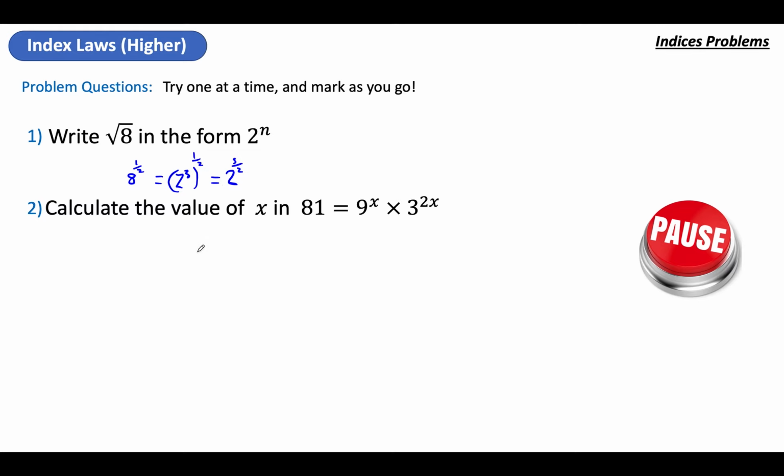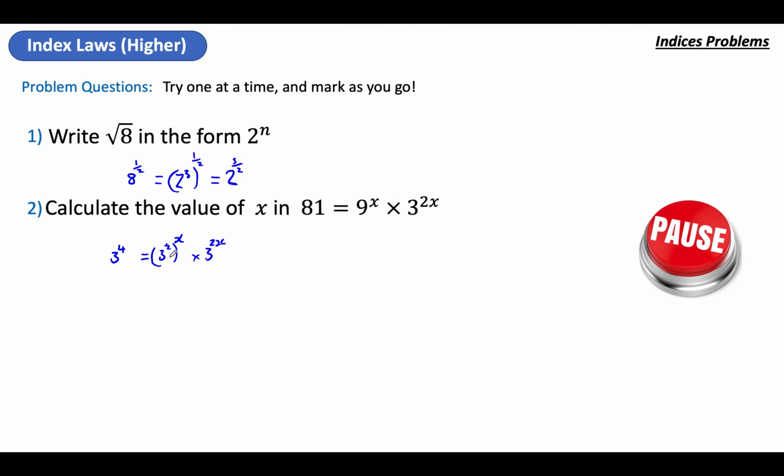Okay, you must have unpaused. Right, there's a common base number here with 81, 9, and 3. All of them have got a common base number of 3, right? So 81 is the same as 3 to the power of 4 (3, 9, 27, 81). 9 is the same as 3 squared, and that's to the power of x. That's 9 to the power of x. Yeah. And then I've got 3 to the power of 2x.